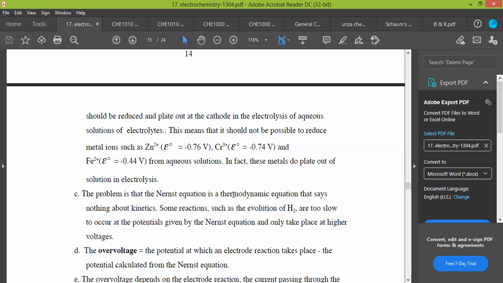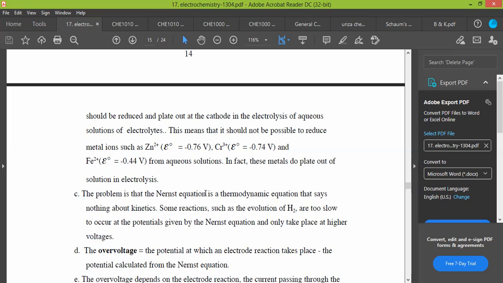So for that particular reaction, this is what they are saying here. The Nernst equation just tells us that this reaction is going to happen, but it does not answer the question, how will it happen? When will it happen? How fast will it happen? Those are the restrictions that come with the Nernst equation.